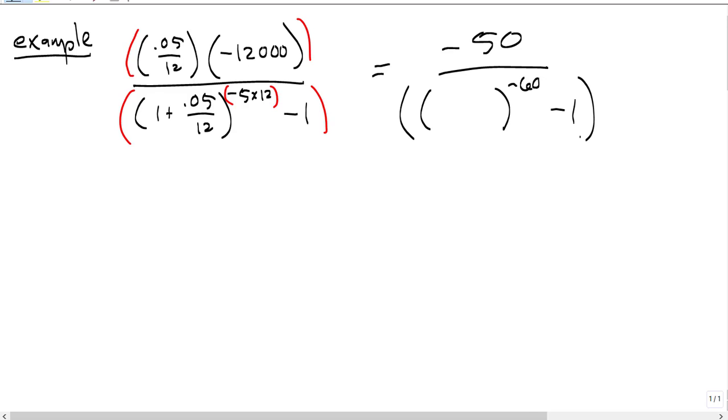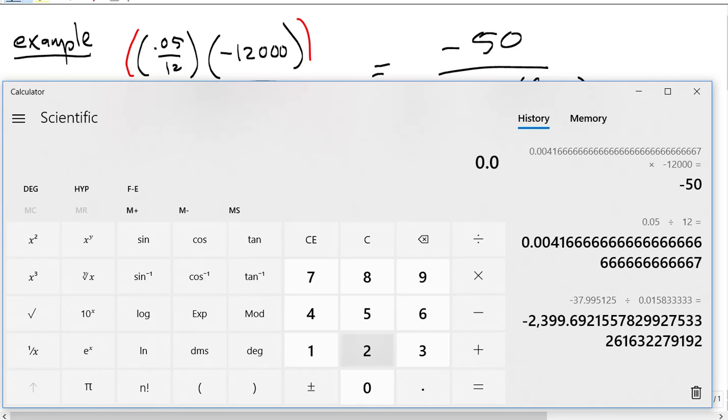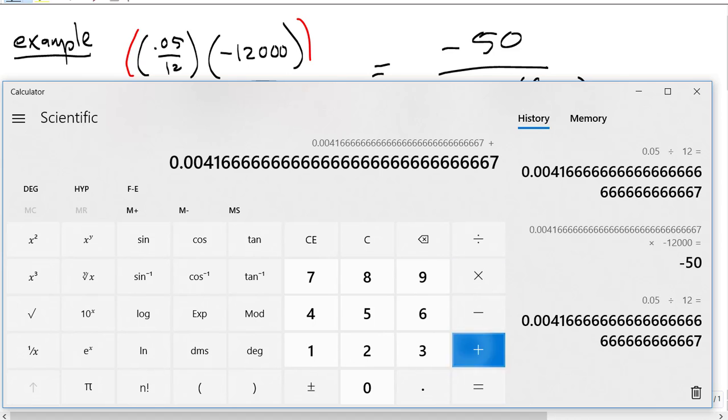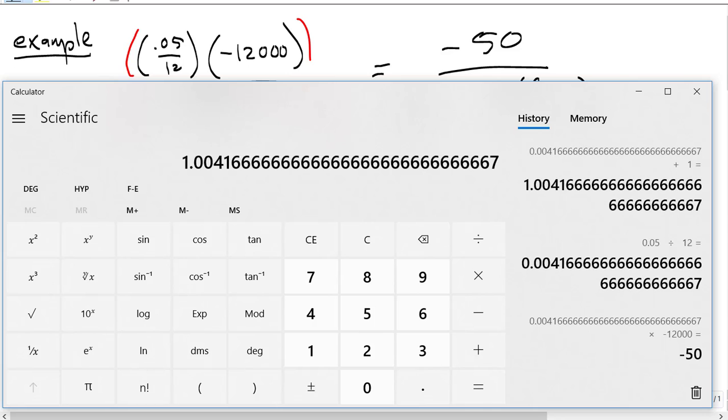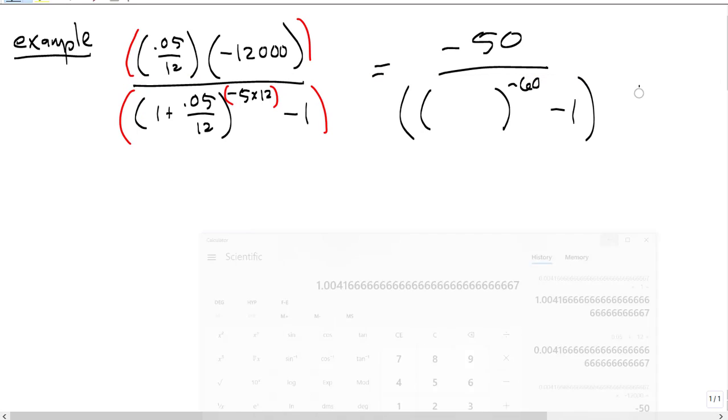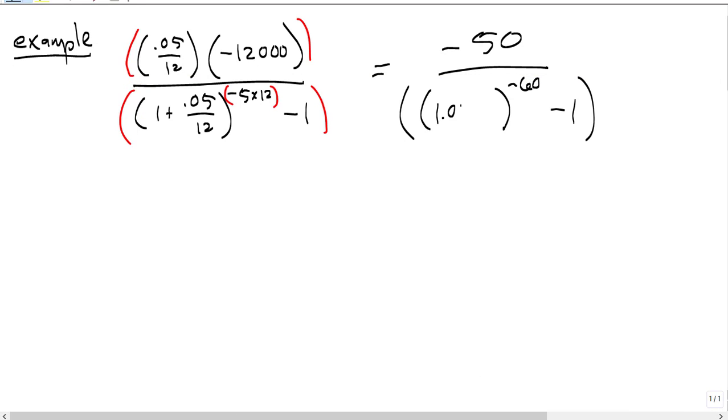That's all in parentheses. Let's see. 0.05 divided by 12 equals, plus 1 equals 1.041 and then all sixes. 1.00416666. Okay, so next up, we've got to figure out what that denominator is.